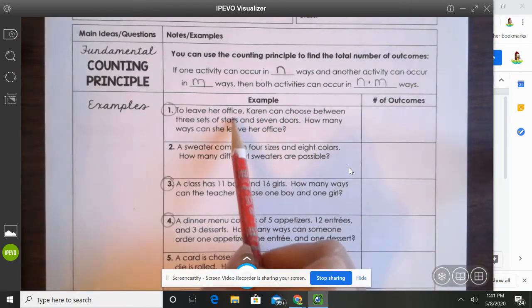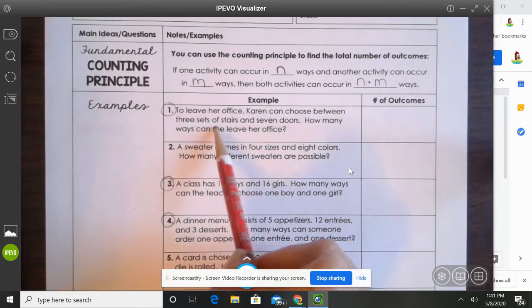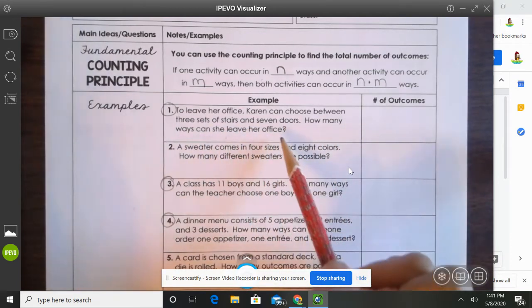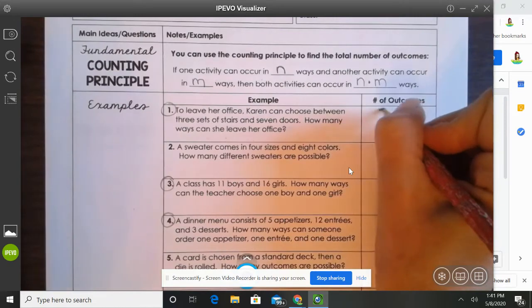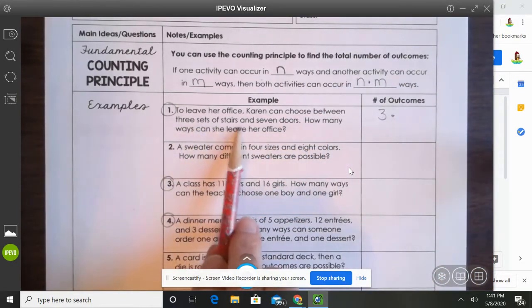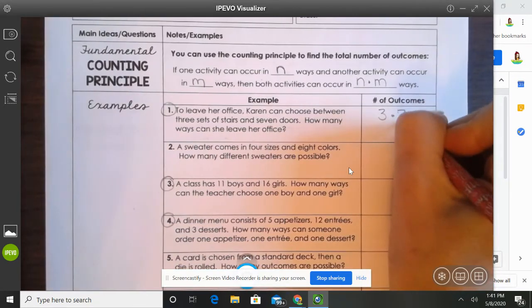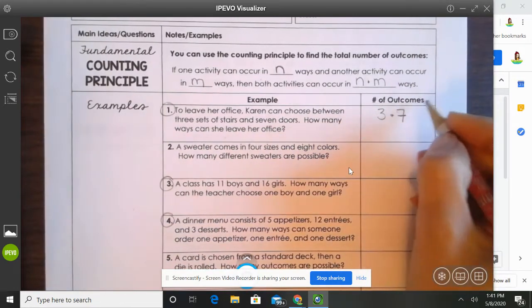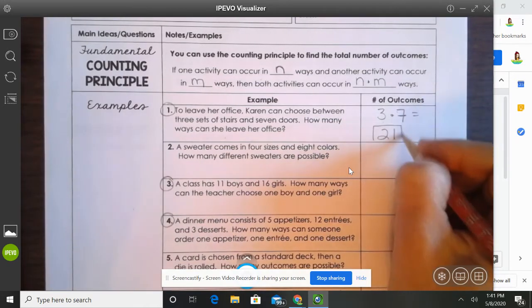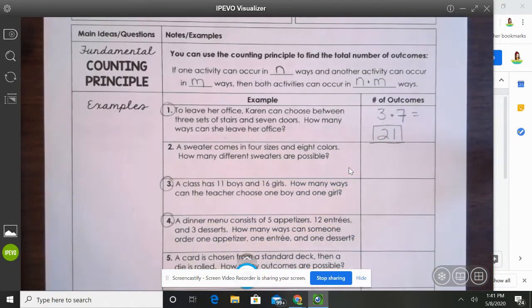To leave her office, Karen can choose between 3 sets of stairs and 7 doors. How many ways can she leave her office? Very simple. 3 sets of stairs times 7 doors. The answer is 3 times 7, 21. Super, super easy, right? Okay.